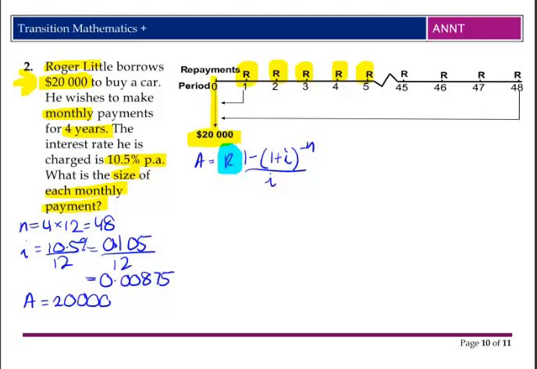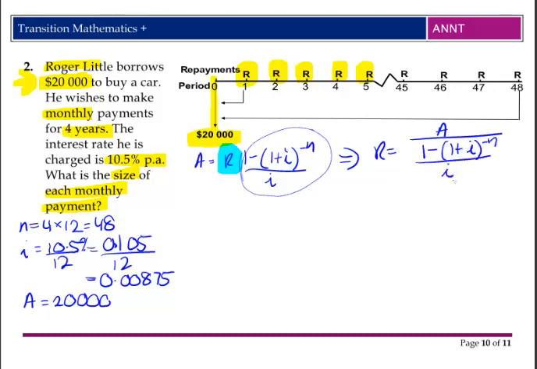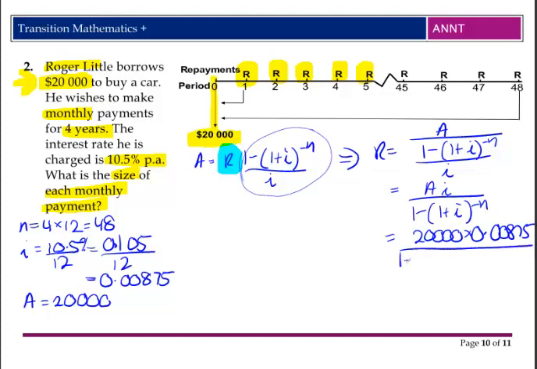You can substitute in now and then rearrange, or you can rearrange now, because you should be able to see that to get R on its own I just need to divide by all of this. I'm going to write it over here so I don't run out of room. So I end up with R equals A all over 1 minus 1 plus I to the negative n, all over I. To do this division, that I comes up the top, so you end up with AI over 1 minus 1 plus I to the negative n. Plug in what we've got: 20,000 times 0.00875, all over 1 minus 1 plus 0.00875 to the power of negative 48.